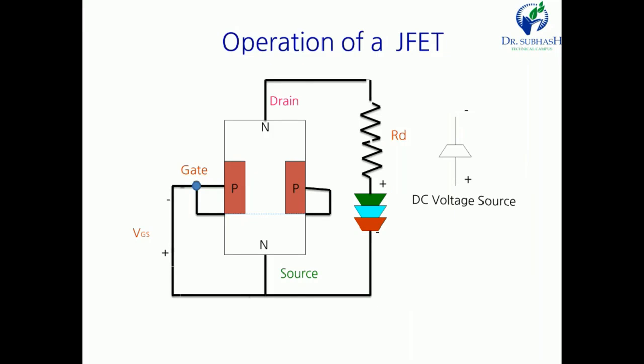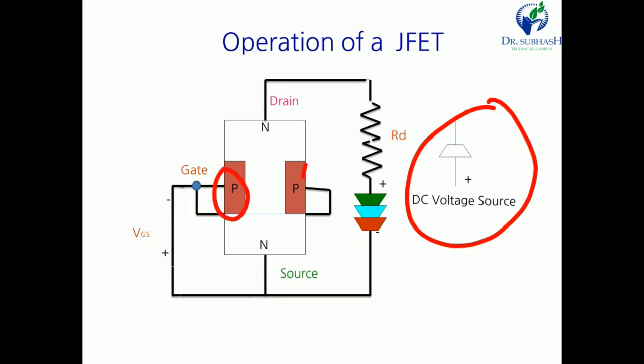Now let's see the operation of the JFET. First of all, we start with the N channel JFET. Here this is the DC voltage source. If we increase the DC voltage source, then the reverse bias voltage is increased. Here this junction is in reverse bias mode because we give negative voltage to the gate, and we connect positive to the source. So the VGS voltage is a controlling voltage.